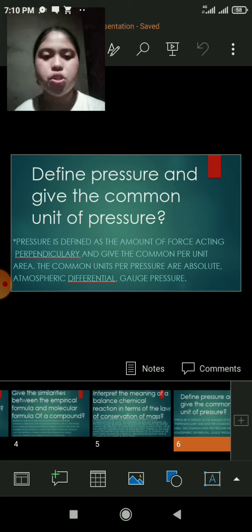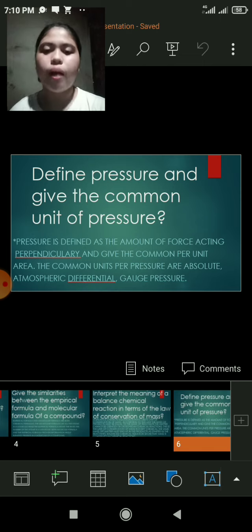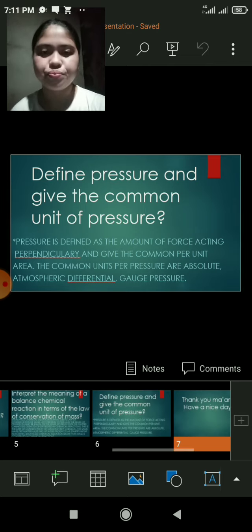Gases. Define pressure and give the common unit of pressure. Pressure is defined as the amount of force acting perpendicularly per unit area. The common units of pressure are absolute, atmospheric, and differential gauge pressure.